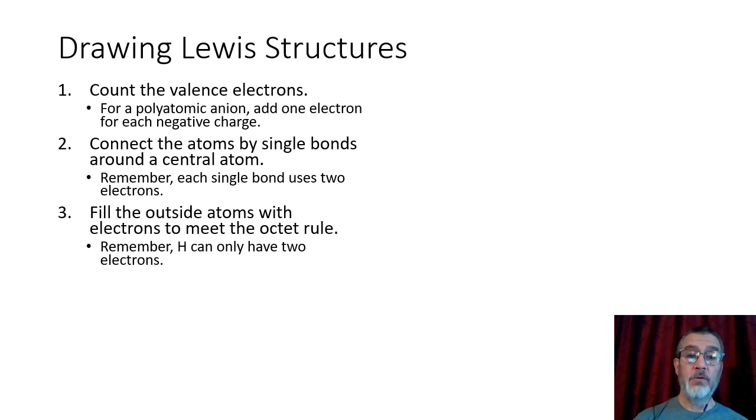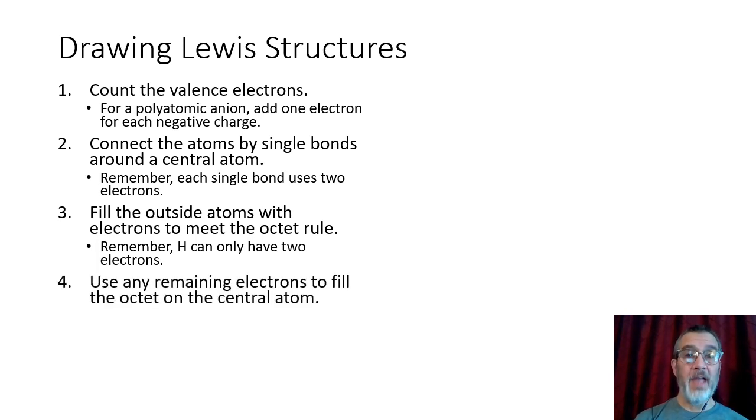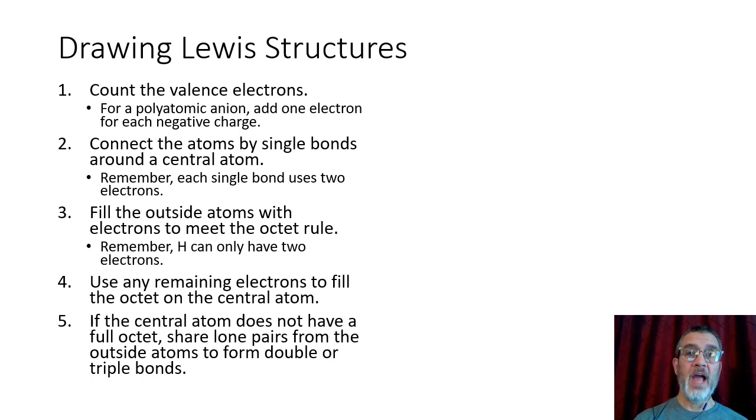And remember that hydrogen can only have two electrons to begin with. So if hydrogen already is participating in a single bond, it already has all the valence electrons that it needs. Next, if we have any remaining electrons, we're going to fill the octet of the central atom. And finally, we're going to check to see if the central atom does not have a full octet.